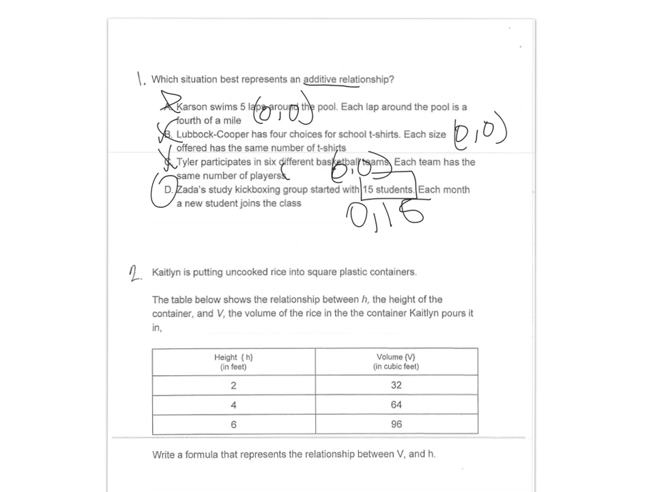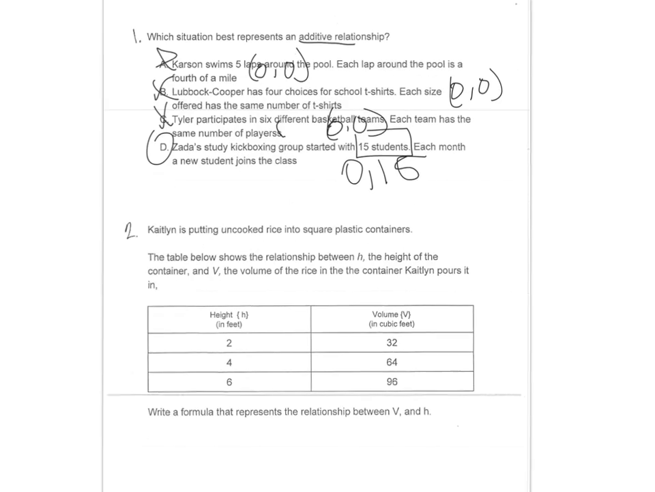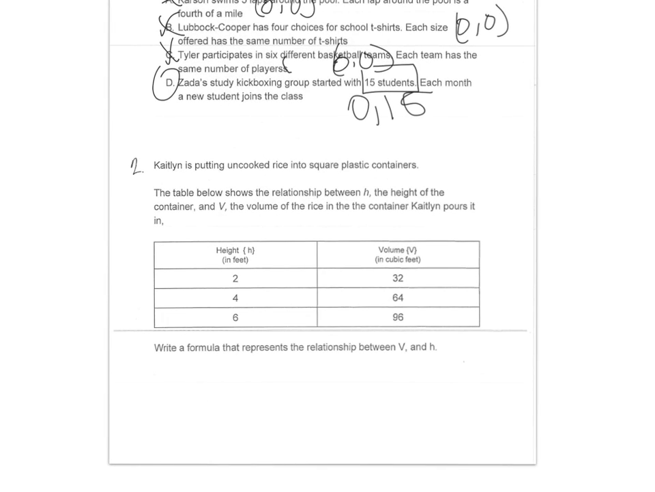Caitlin is putting uncooked rice into square plastic containers. The table shows the relationship between H, the height of the container, and V, the volume of the rice in the container Caitlin pours in it. Write a formula that represents the relationship between V and H. All right, so what is happening here?